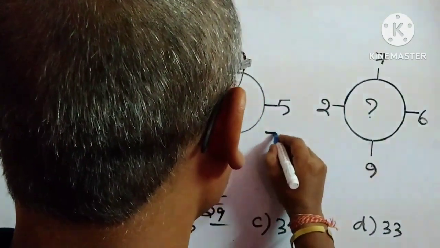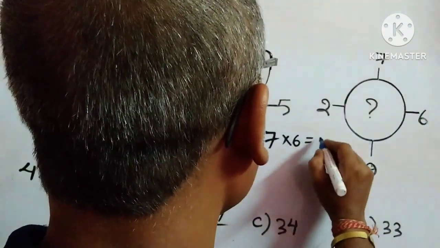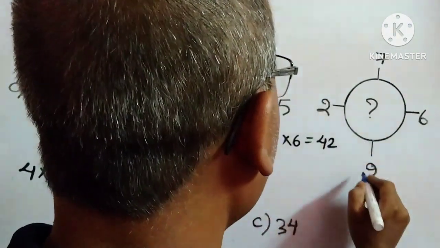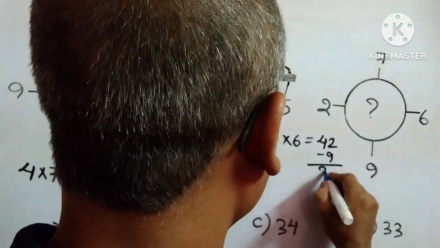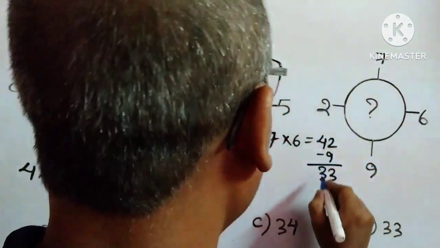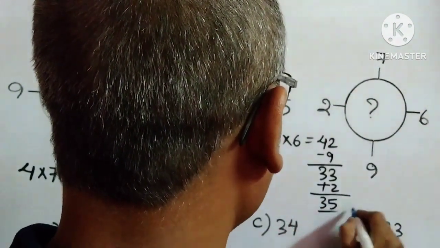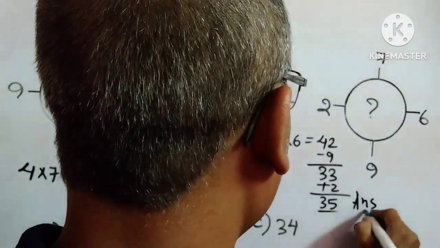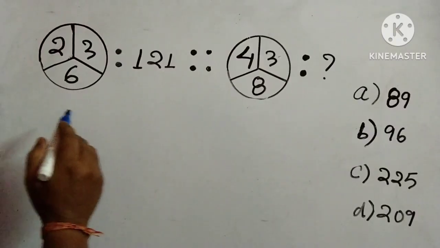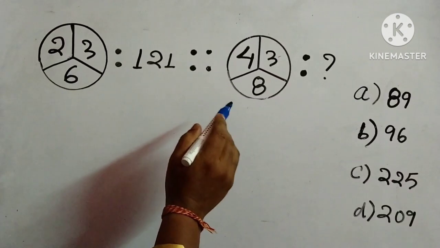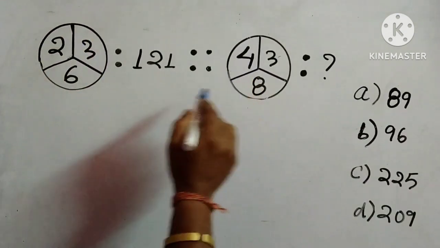So we will consider this 7 and 6. So 7 into 6 is 42. We have to subtract this 9. So it comes to 33. And now we have to add 2. So it comes to 35. So 35 is the answer. Answer is option B.